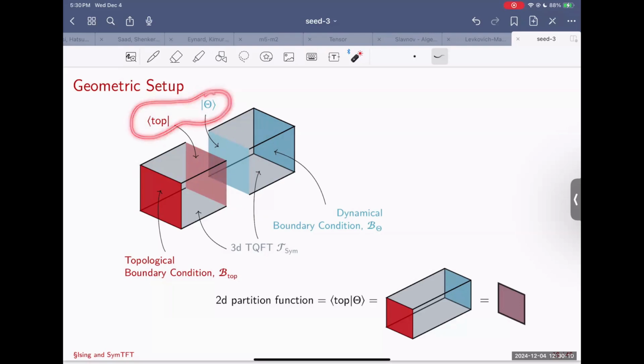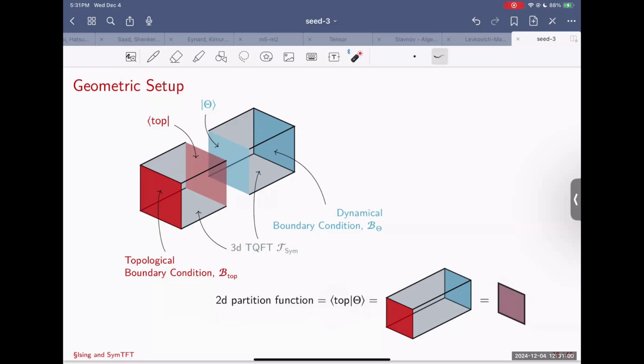Now, we can consider the inner product between these two states, which geometrically boils down to gluing these two halves to produce a single 3D object with two boundary conditions. And since this theory is topological in the bulk, I can effectively shrink this direction, producing a 2D version of this theory. So there is a 2D effective description of this 3D theory, and that 2D effective description is going to be my desired 2D theory. So this inner product, I will treat as the partition function of my desired 2D theory. Okay, so this is very schematic.